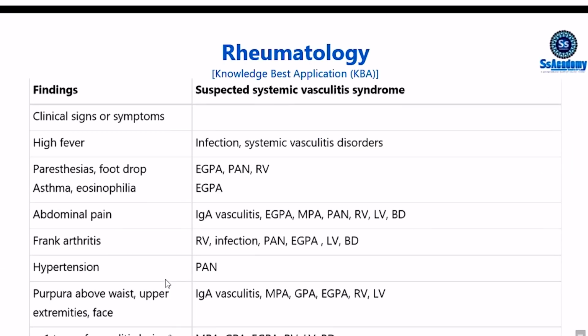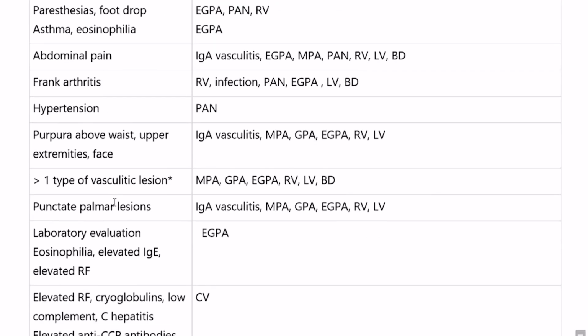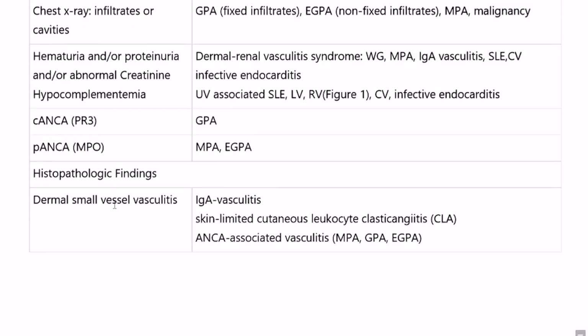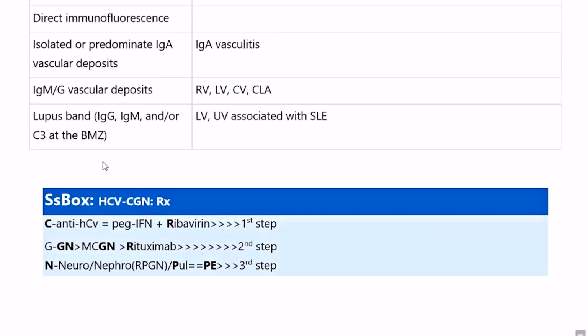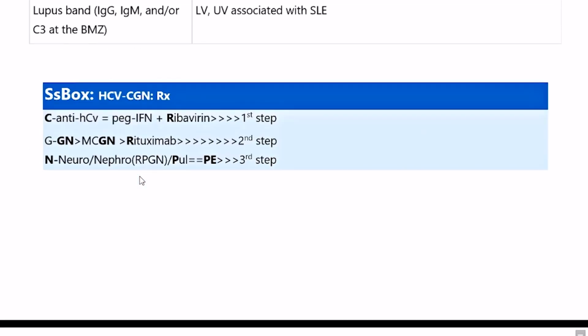There are some suspected systemic vasculitis syndromes, and the different features are given. So you can go through them, because each and every disease will be discussed separately. On the box is given this really important idea. Yes, the box for HCV cryoglobulinaemia treatment.